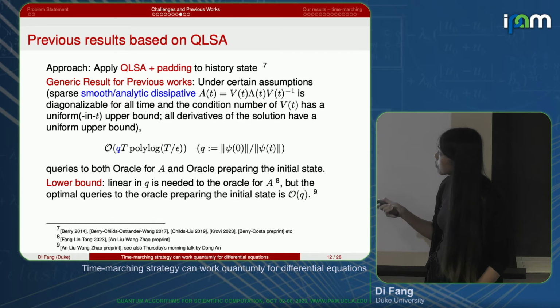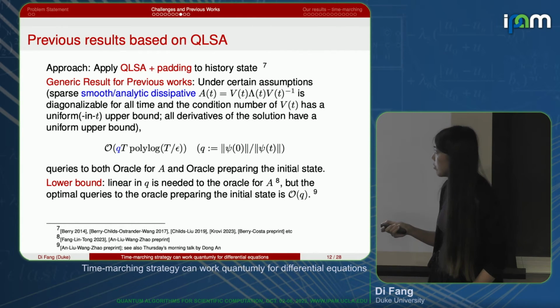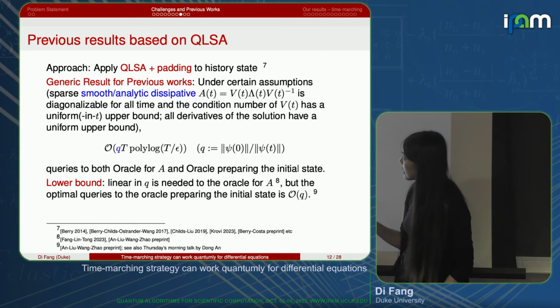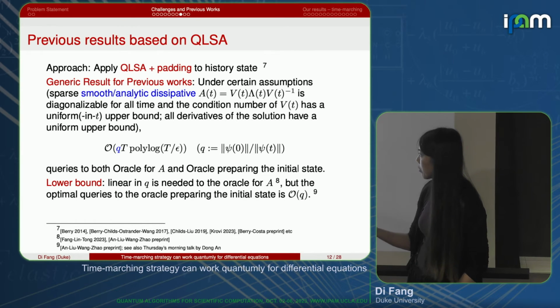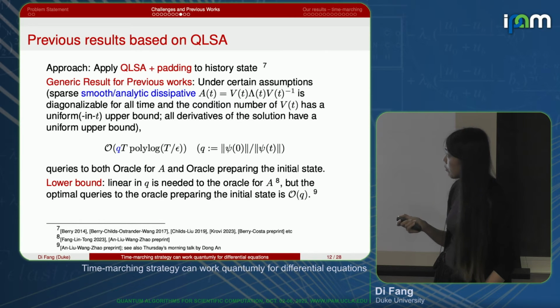So what is this Q? It really tells you about the behavior of the solution. You may wonder, is this Q something essential? Maybe it's because we didn't cleverly design our quantum algorithm. Maybe we can get rid of this Q completely. However, it turns out it's not possible. So linear in Q is actually needed for oracles. You can find the proof here, as well as what we have seen this morning in Don's talk.